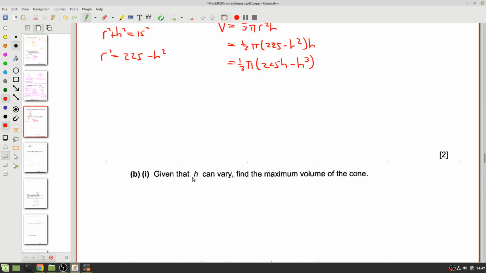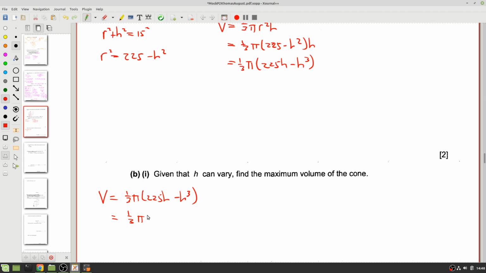So we know h can vary, so we want to differentiate the volume. So let's just write down the volume formula again. A third pi times 225h minus h cubed. Okay, and now you can do this many different ways. I'm just going to rewrite this by multiplying this in, even though that's not necessary.